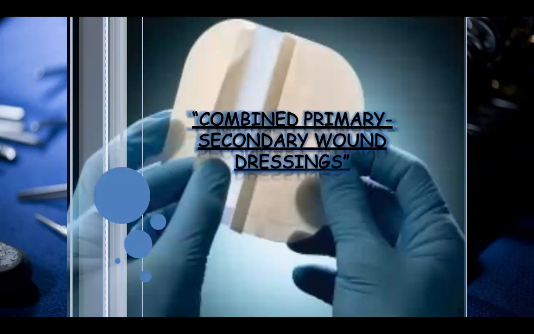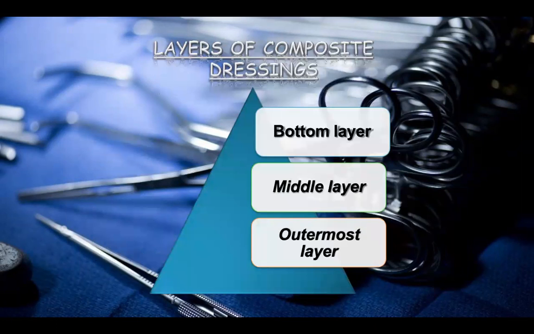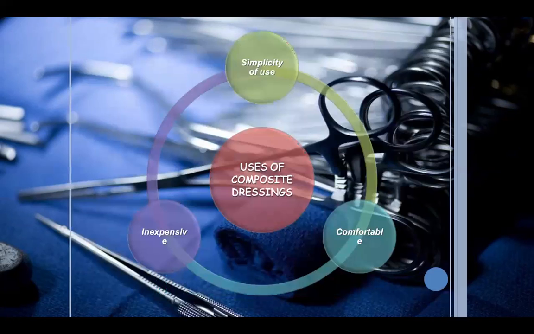Combined primary and secondary wound dressings. These are also called composite dressings. They have primary and secondary components. The degree of occlusion depends upon the dressing type. They have bottom layers, middle layers, and outermost layers. These are well prepared dressings. They are simple to use; you can take them wherever you want and apply them. They are inexpensive and comfortable. So these prepared dressings are available.